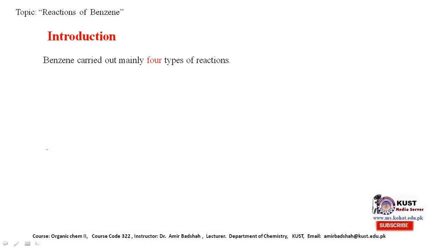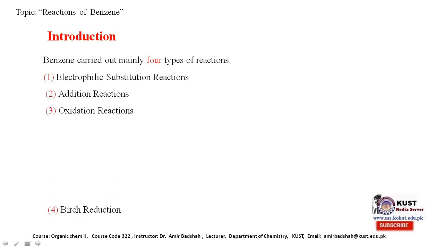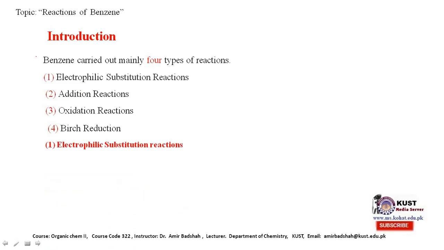Actually, benzene carries out four types of chemical reaction. The first one is the electrophilic substitution reaction. The second one is addition, the third one is the oxidation reaction, and the fourth one is the Birch reduction and other types of reductions too. But here we will focus only on the electrophilic aromatic substitution reaction. The other types we will discuss in the coming lectures.